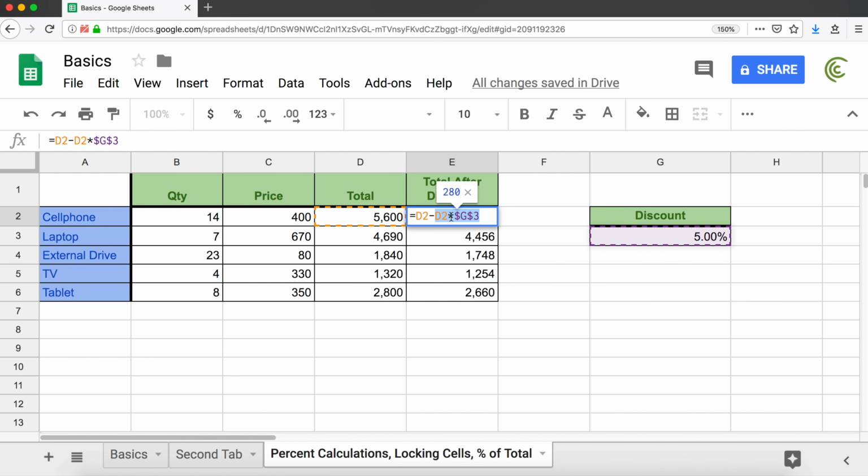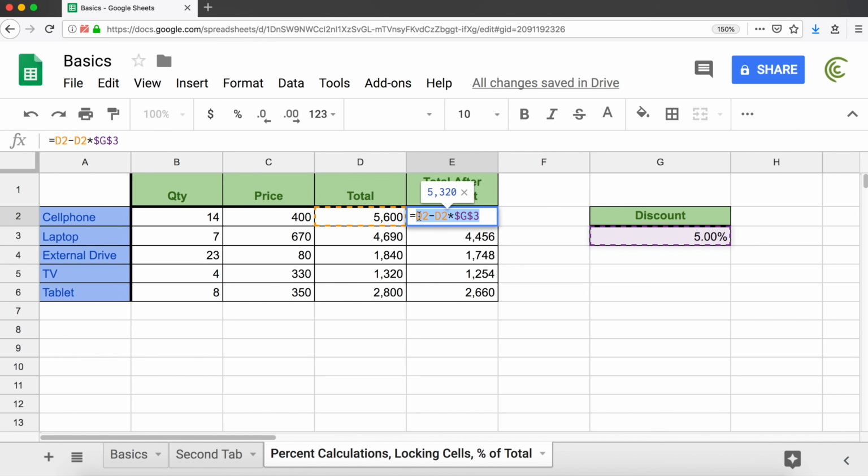Now, because of order of operations, the first thing that's going to happen here is it's going to do multiplication, which is going to get us the discount. And then it's going to take this D2 minus that discount to get us the total. And then we can drag this down and get our formula copied. Now, that's one way to write this formula.